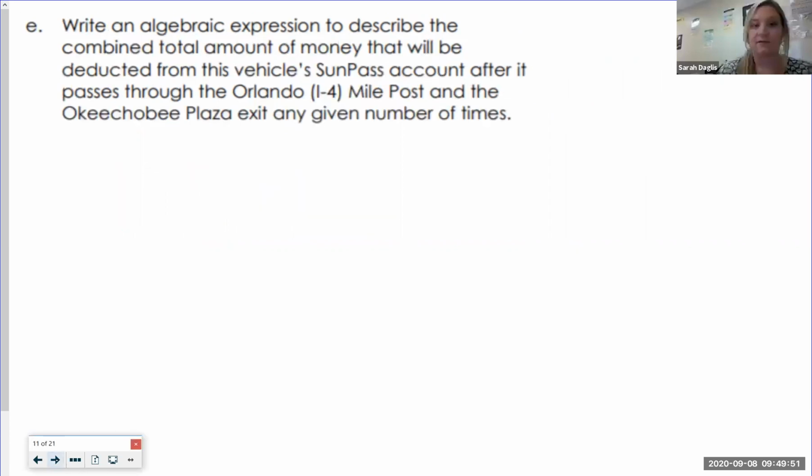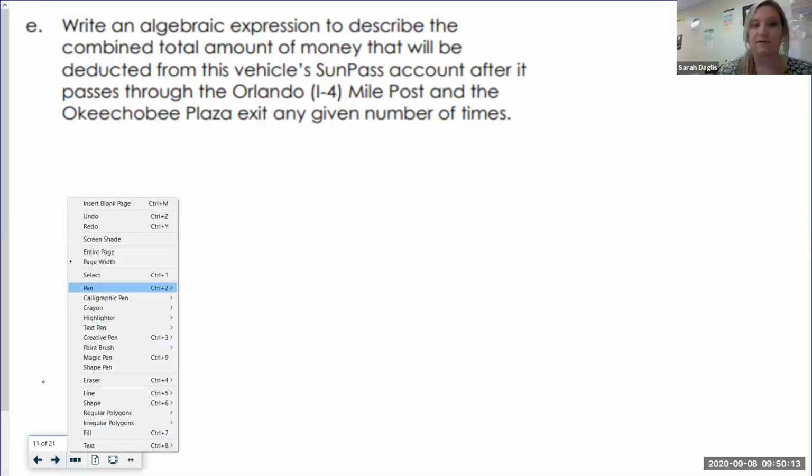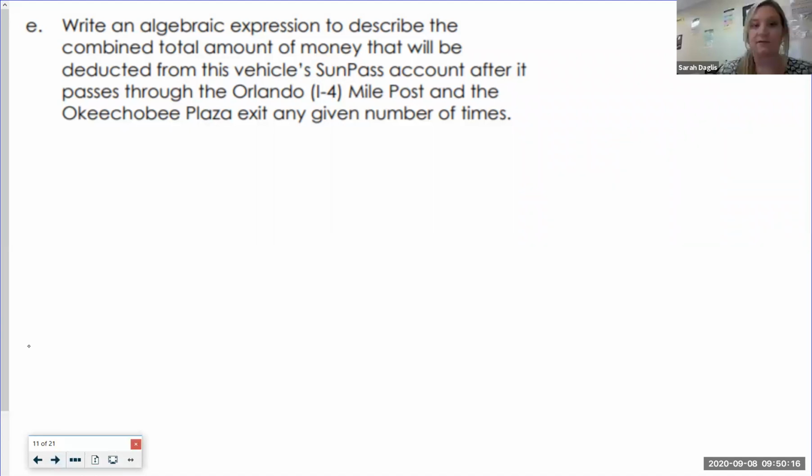Part E, so same situation. Write an algebraic expression to describe the combined total amount of money that will be deducted from this vehicle's SunPass account after it passes through the Orlando milepost and the Okeechobee Plaza exit any given number of times. Okay, so some things I have to pay attention to. Algebraic expression means I'm going to have my variables in it this time. We're going to have X's and Y's. Combined total of money. So combined means I'm going to add them together. That's a key word for us.